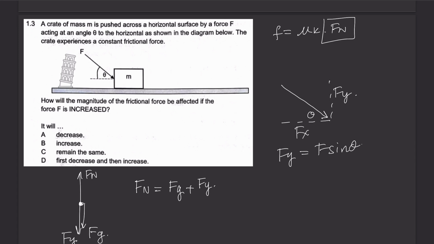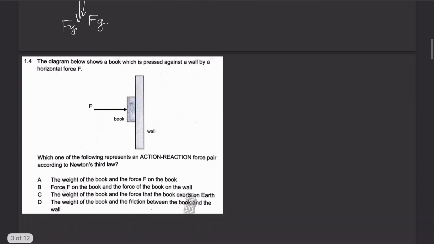Now let's look at what happens if I increase F here. That means Fy is going to increase, right? You can check it mathematically, but that's basically what's going to happen. So Fy is going to increase. Now, if Fy increases, that means Fn will increase. And if Fn increases, now we're back at our original equation: the friction will increase. So the answer to 1.3 is B. All right? Let's move on.